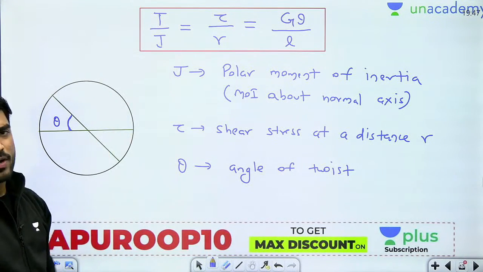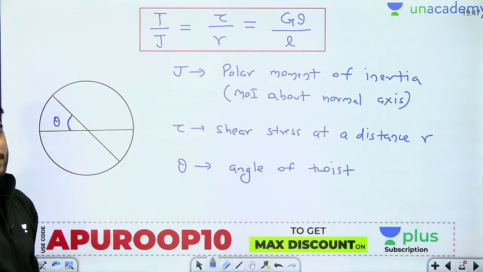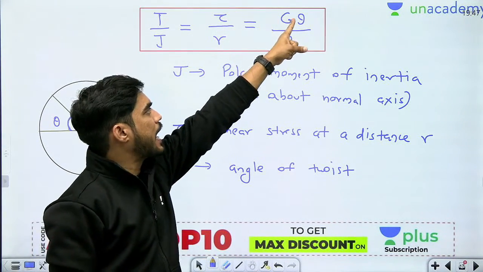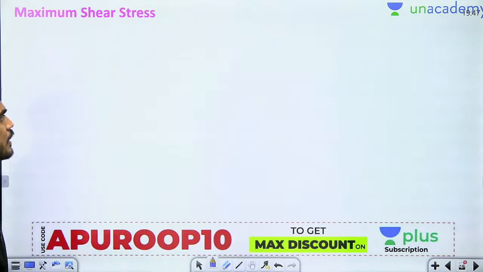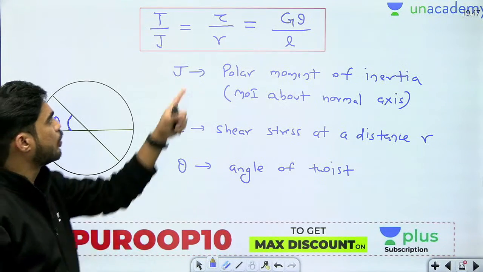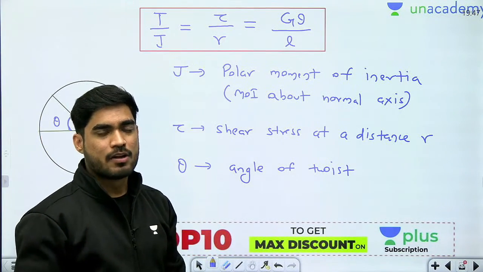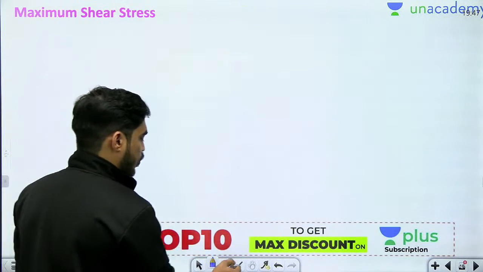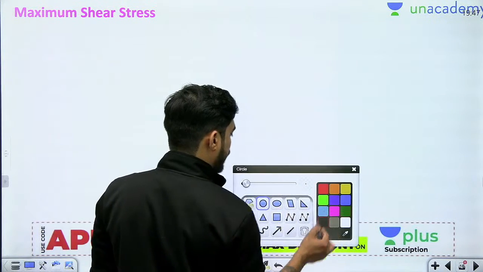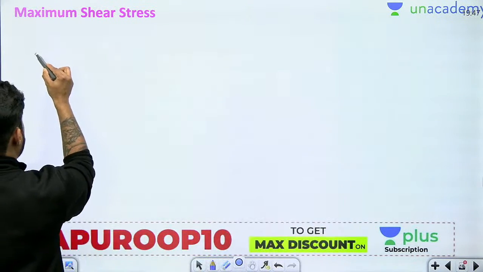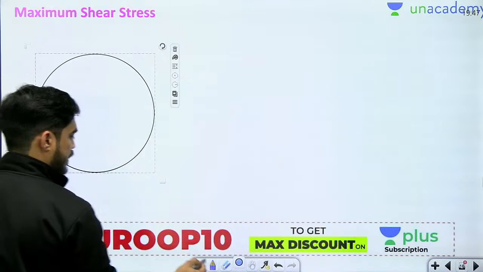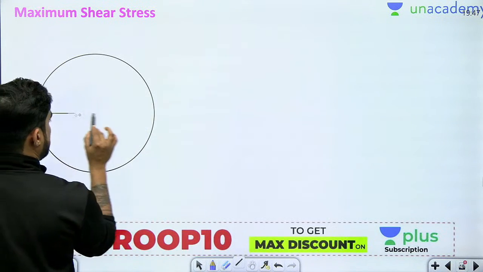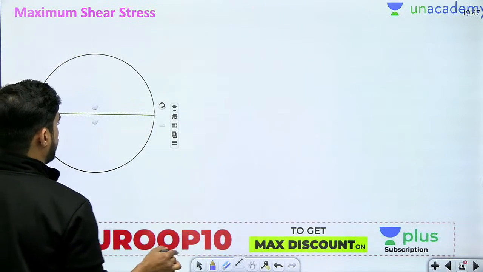Now in this equation there are two things that you calculate. What? Maximum shear stress tau and angle of twist theta. Here we calculate two things, one is maximum shear stress tau and the other is angle of twist theta. Okay, now what do we mean by maximum shear stress? So understand, in the entire cross section shear stress is not constant. Shear stress varies from one point to another point.